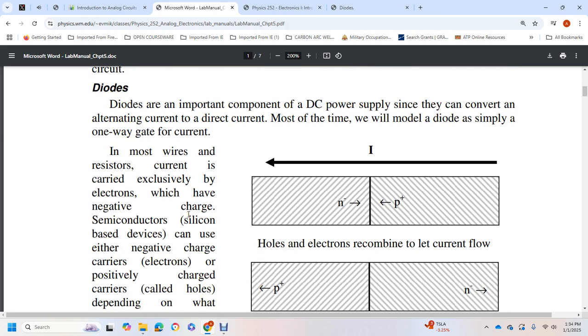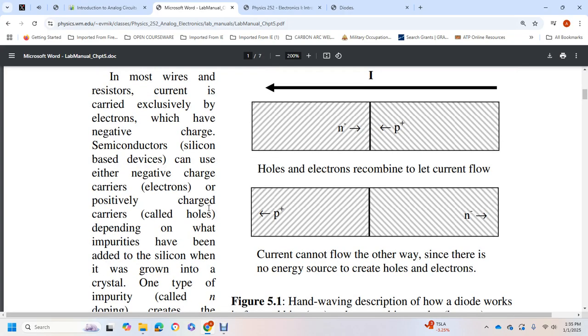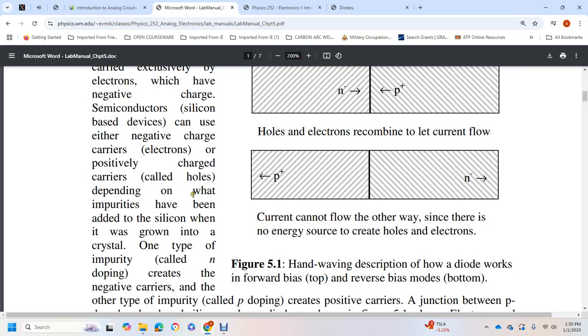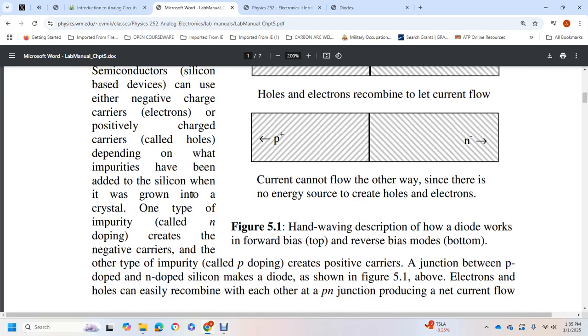In most wires and resistors, current is carried exclusively by electrons, which have negative charge. Semiconductor silicon-based devices can use either negative charge carriers, electrons, or positively charged carriers called holes. Depending on what impurities have been added to the silicon as it is grown into a crystal, one type of impurity, called N-doping or negative doping, creates the negative carriers, and the other type is called P-doping, creating positive carriers.